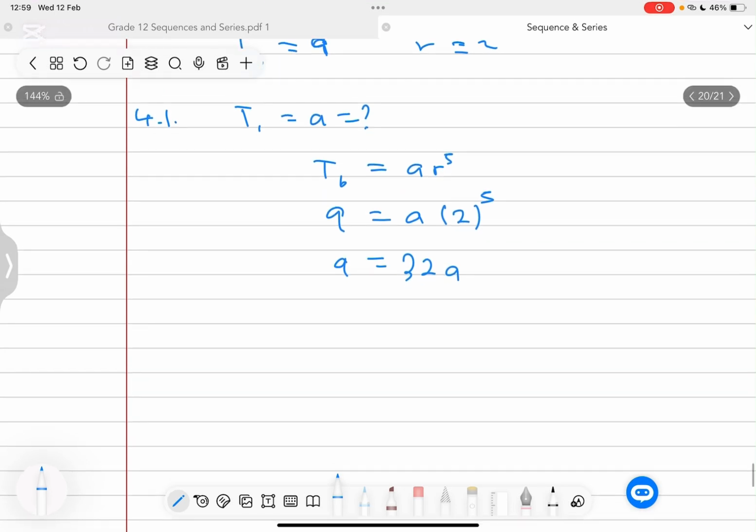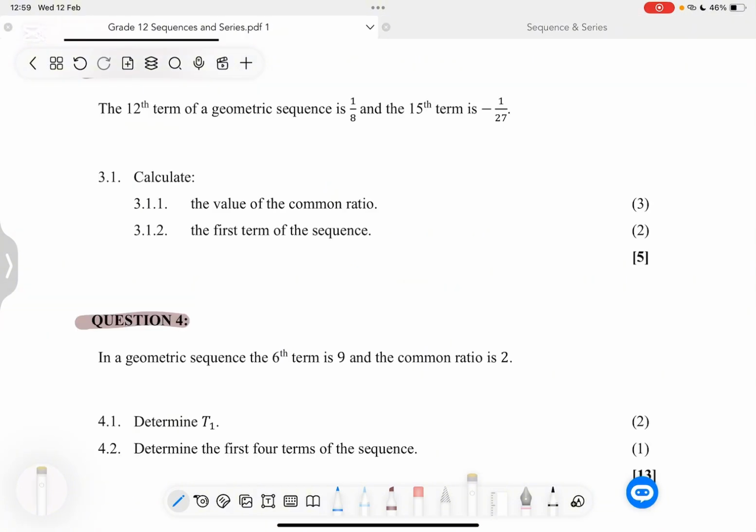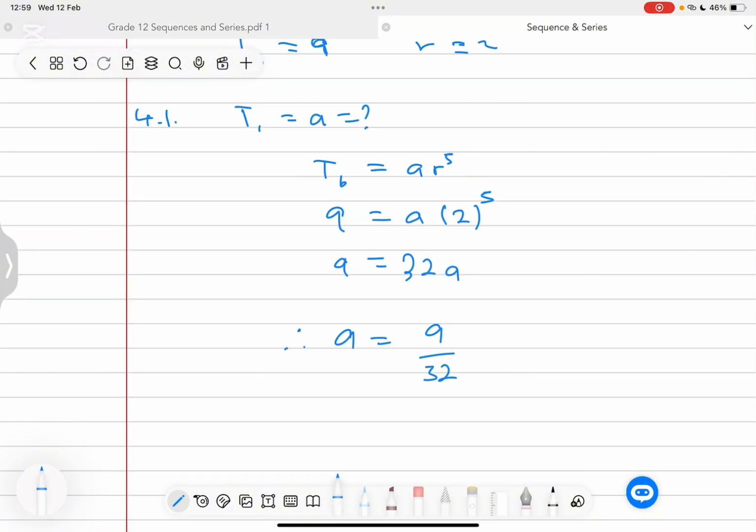And for me to find A, I can divide both sides by 32 so that it cancels, and I'm left with A is equal to 9 over 32. So therefore our A should be equal to 9 over 32. This was marked out of 2 marks. So 1 mark will come from the correct substitution and your final answer.